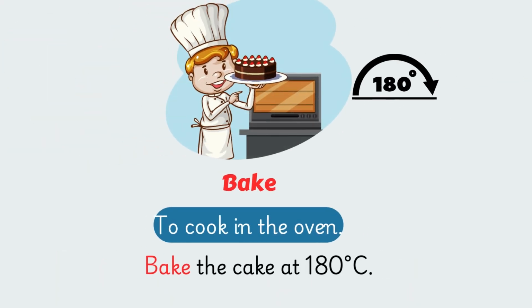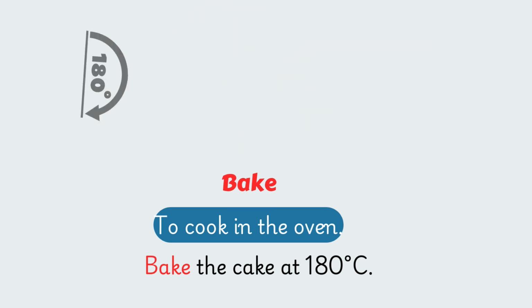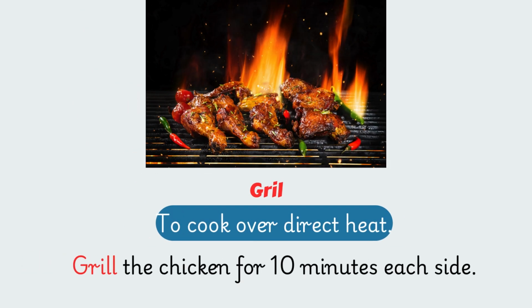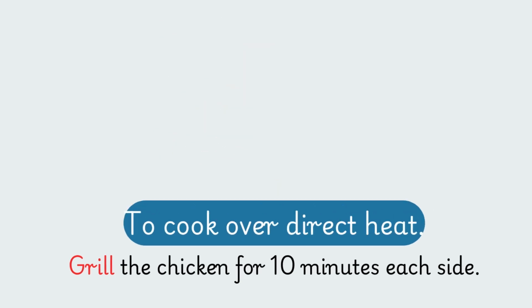Bake, meaning to cook in the oven. For example, bake the cake at 180 degrees Celsius. Grill, meaning to cook over direct heat. For example, grill the chicken for 10 minutes each side.